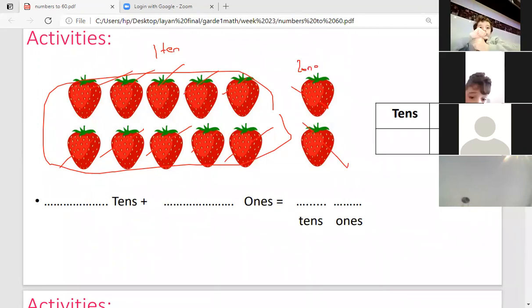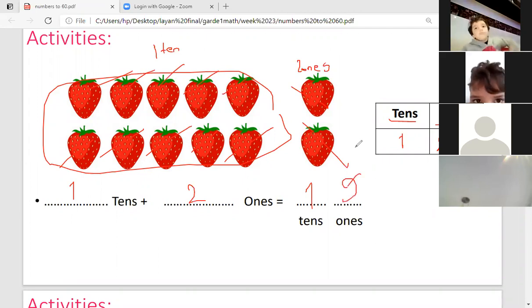2 ones. Now I'm going to fill the table. How many 10s? 1 ten. How many 1s? 2 ones. So I have 1 ten and 2 ones. The answer will be 12. One more exercise. This exercise is very important, okay?